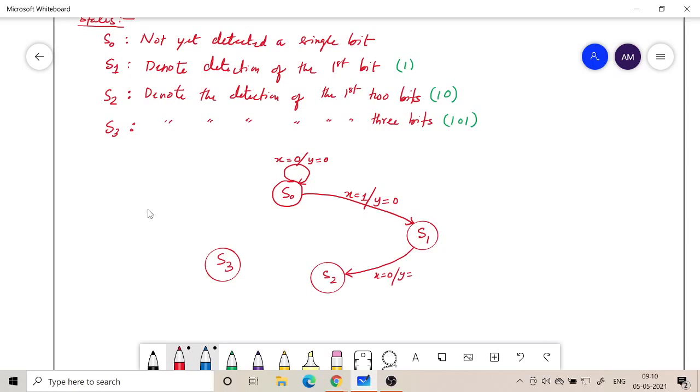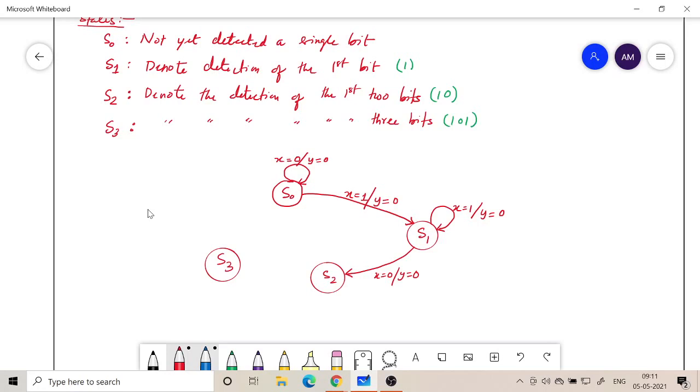I made one more step, progress, but y is still 0 because I have only detected the first 2 bits. But when I am at state S1, if the next bit is 1, then I have to continue to stay here, because when x is equal to 1, I have only detected the first bit, and since I am taking the overlapping, I am going to stay at S1, but y is again going to be 0.